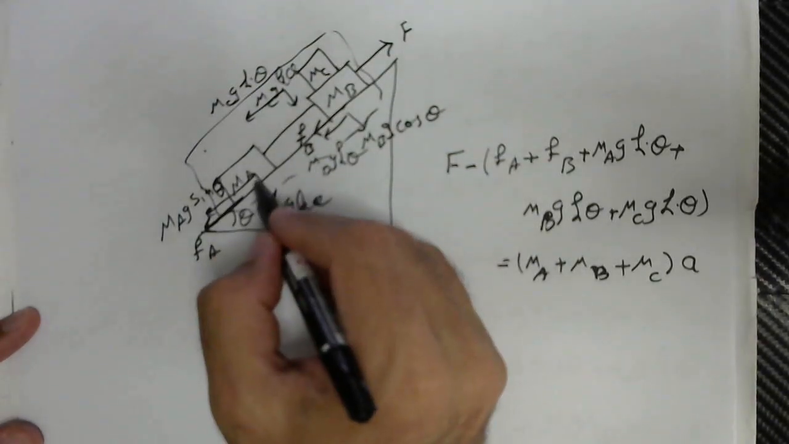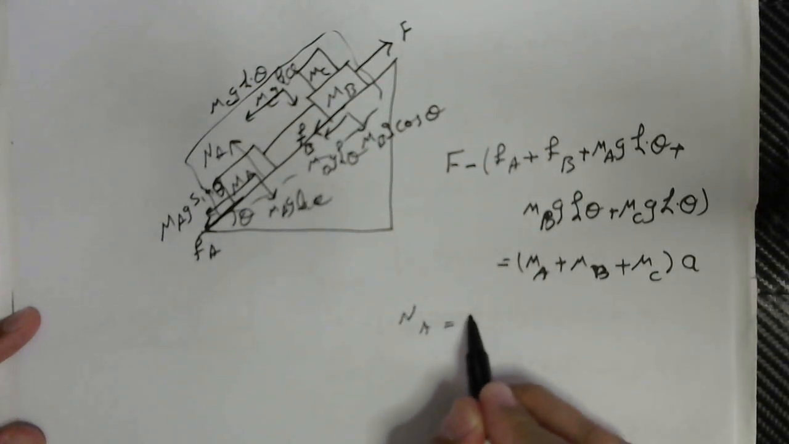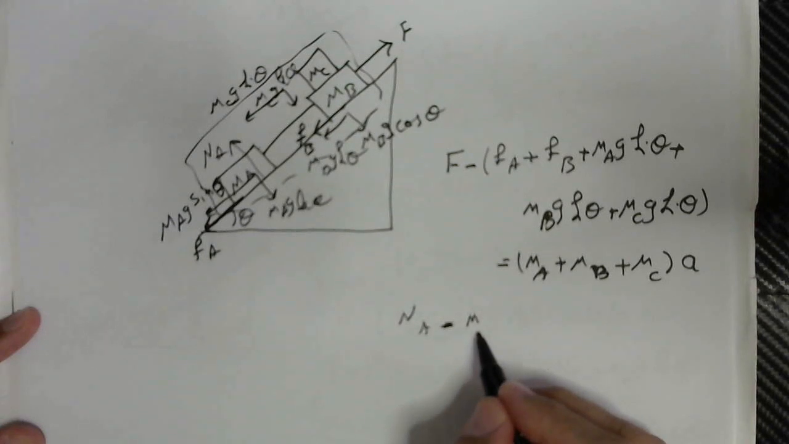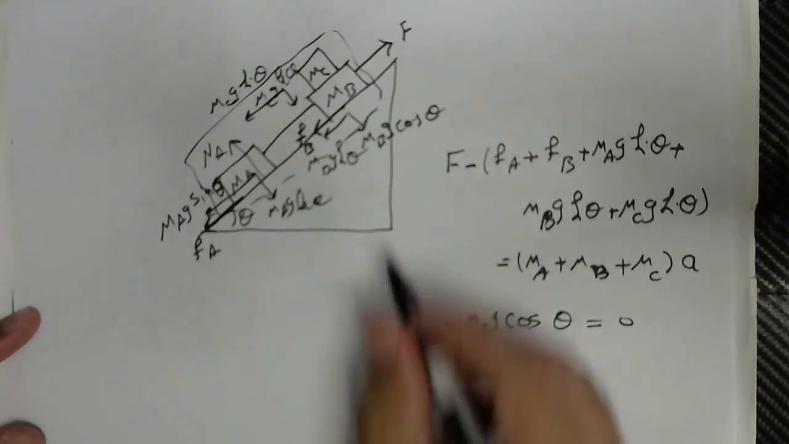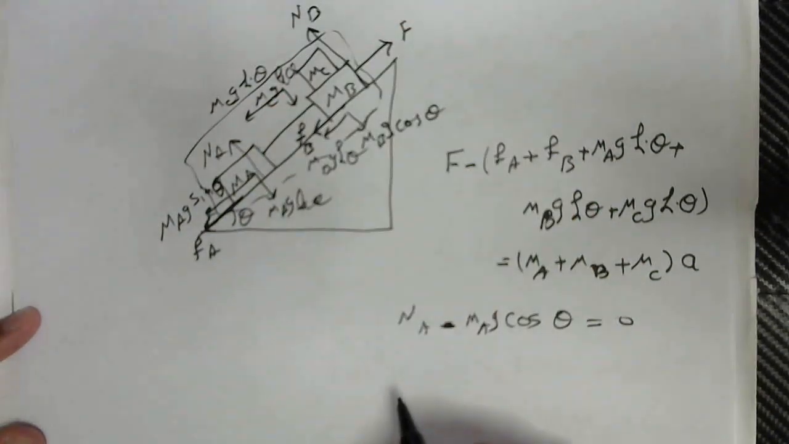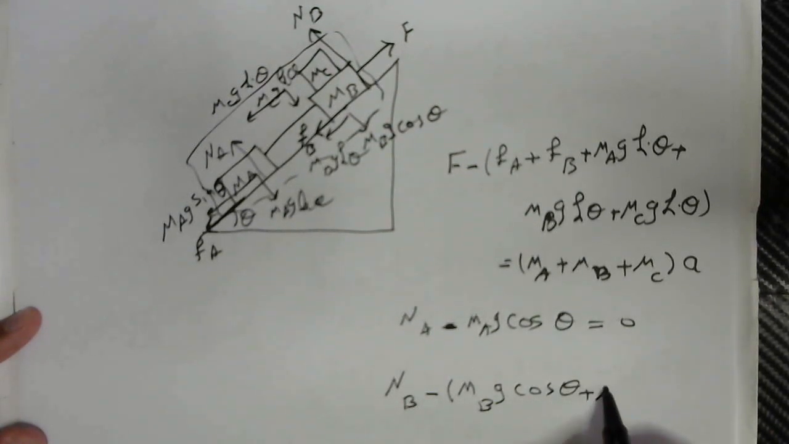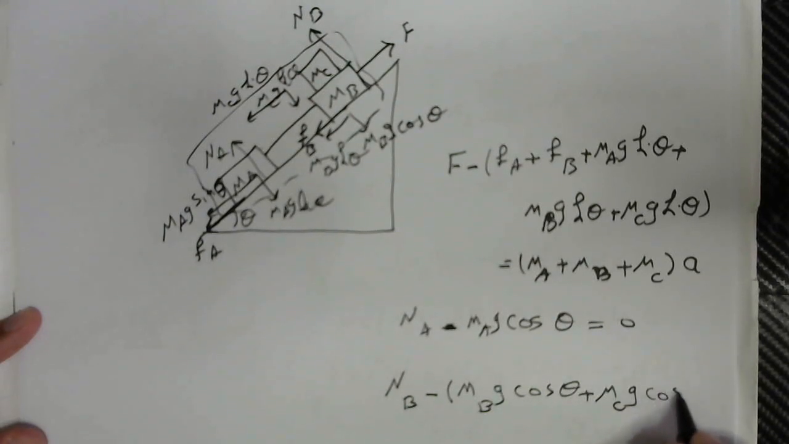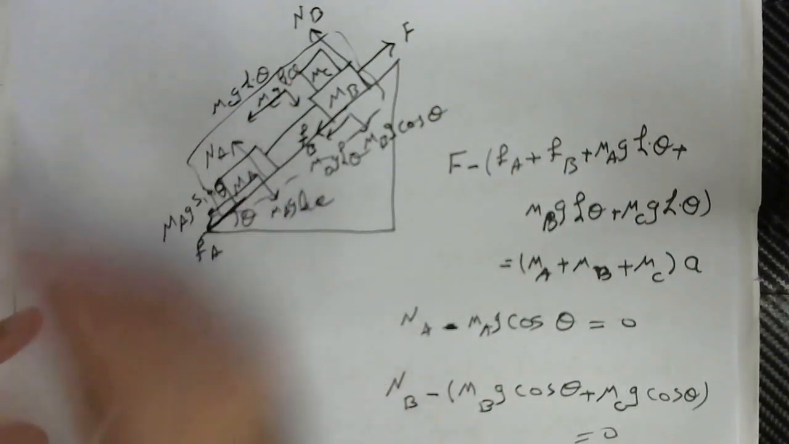And then for A, you do have N A. So N A minus MAG cosine theta equals 0. And then in this case, there is N B. So this is N A, N B minus MBG cosine theta plus MCG cosine theta equals 0. This is in the vertical direction for this, and this is the vertical direction for this one.